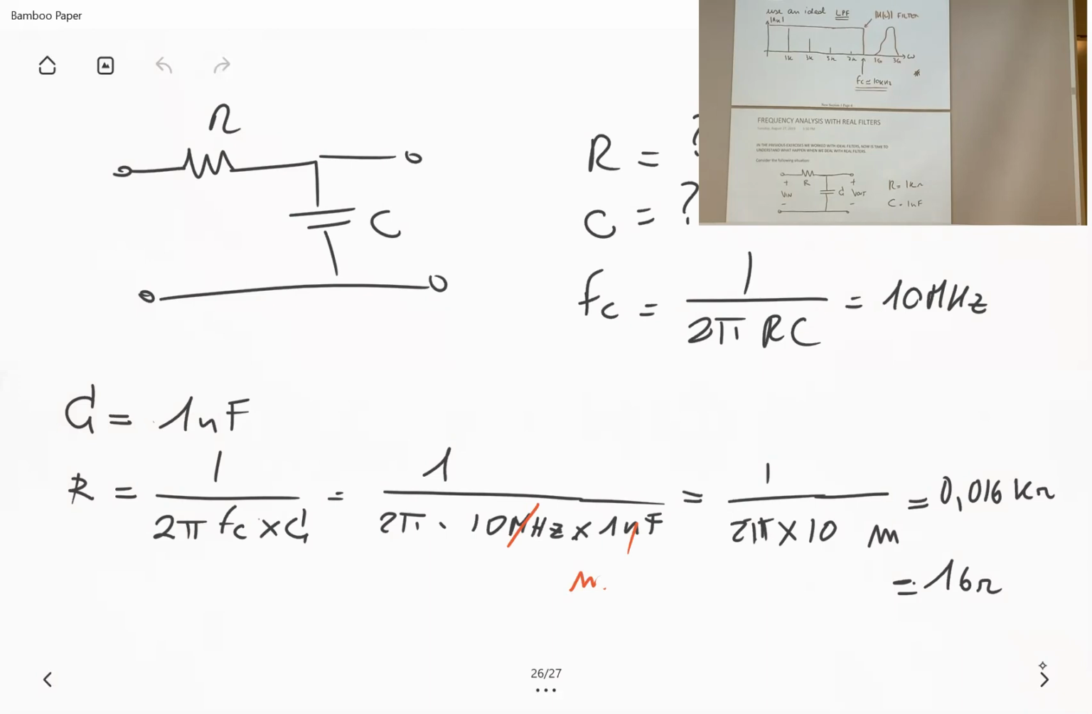Remember that the resistance usually should be higher, because if the resistance is very small, it means the current will be very high. If the current is very high, then you dissipate a lot of power on the resistance. If the power is a lot in the resistance, then there is a lot of heat. And if the heat exceeds a certain value, then the resistance burns. So the trick is, I definitely do not suggest using 16 ohm.